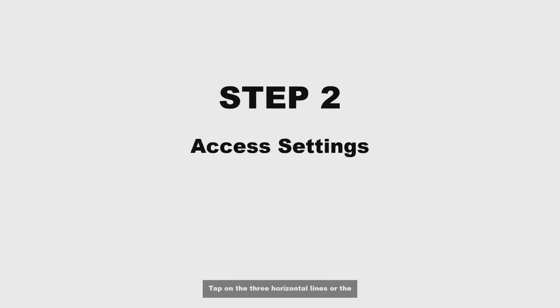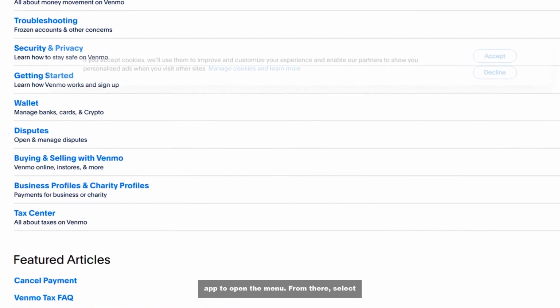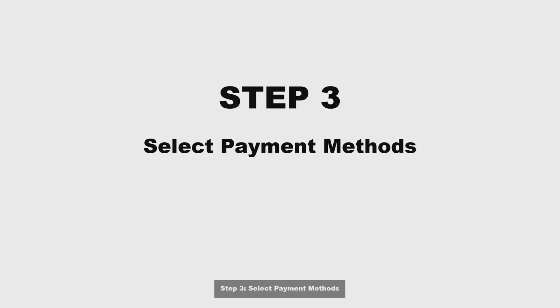Step 2. Access settings. Tap on the 3 horizontal lines of the profile icon in the upper left corner of the app to open the menu. From there, select Settings.